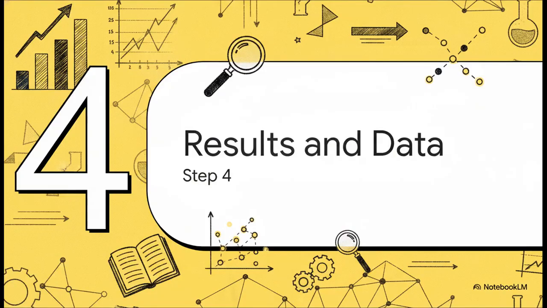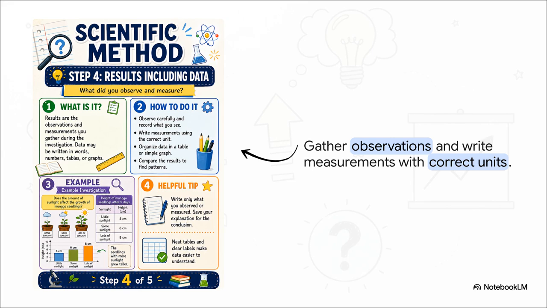Now for the fun part. Step 4, results and data. Okay, this step actually requires some serious discipline. It's strictly about gathering your observations and jotting down those measurements using the correct units, which is centimeters for us. The rule of thumb here is to write down only what you observe, ideally neatly organized in a table or graph. Do not start guessing why things are happening just yet. You have to save those personal theories for the very end.